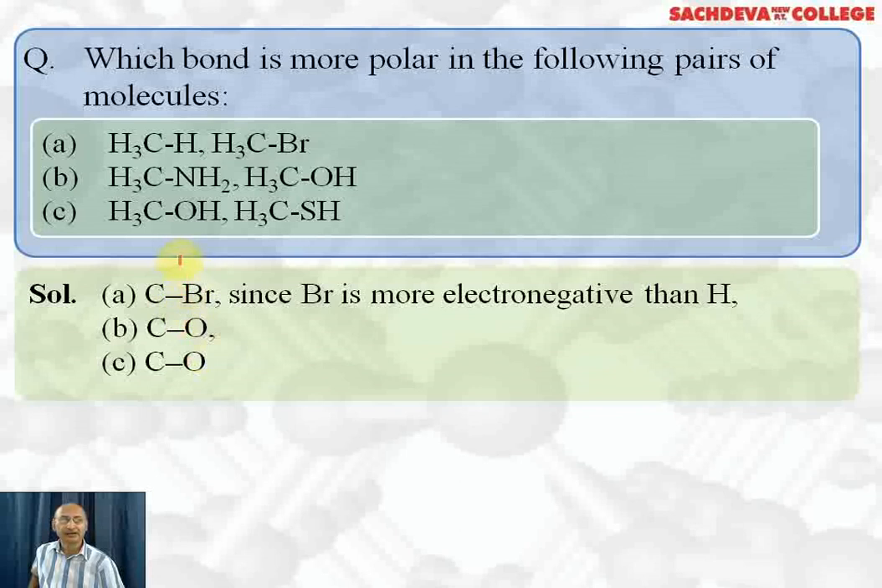Here we have got a carbon-oxygen and a carbon-sulfur bond. The carbon-oxygen bond is more polar because oxygen is more electronegative than sulfur, because oxygen is smaller than sulfur. That is the reason that oxygen is more electronegative than sulfur. So the carbon-oxygen bond will be more polar than the carbon-sulfur bond.